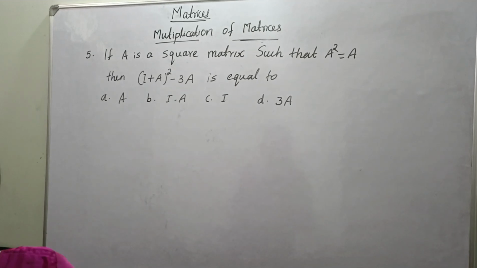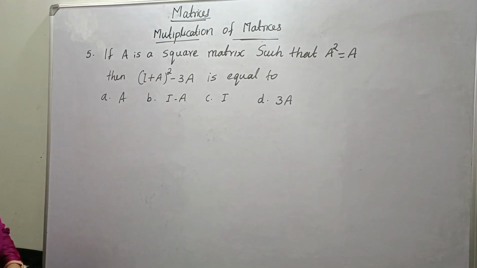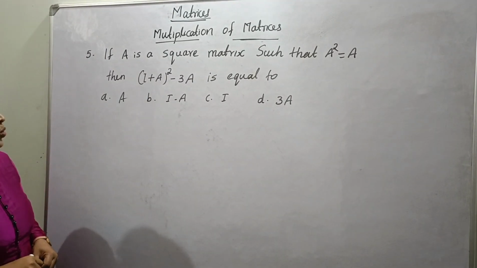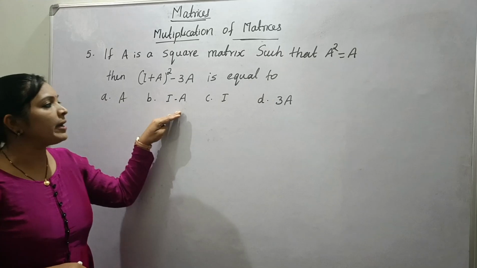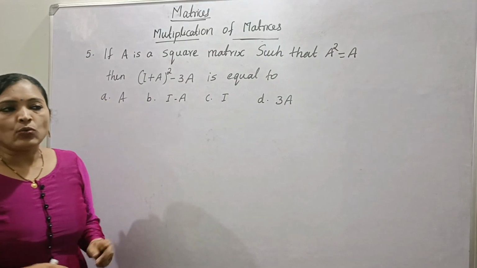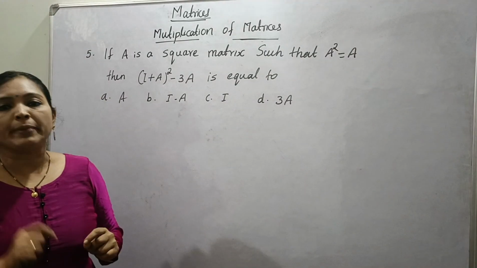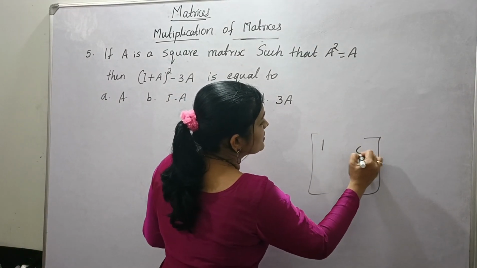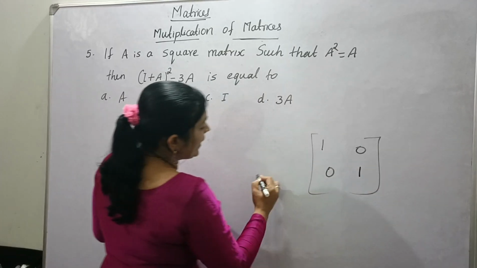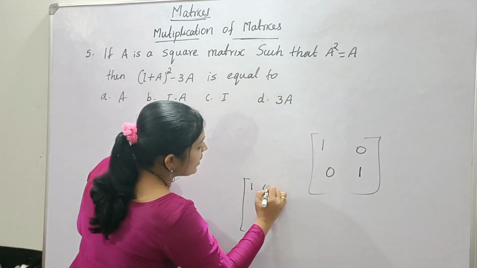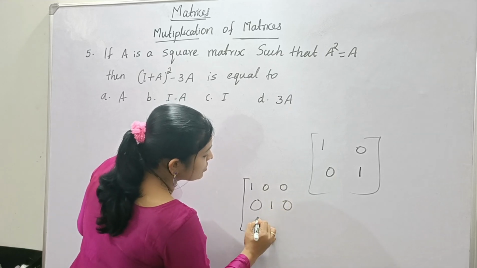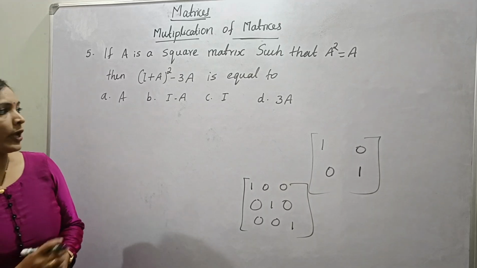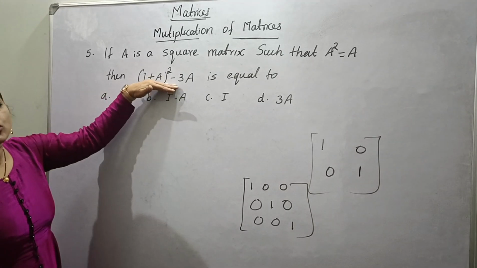Next example is, if A is a square matrix such that A square is equal to A, then I plus A whole square minus 3A is equal to, options: A, I minus A, I, 3. See, what is I? I is an identity matrix. See, identity matrix of order 2 is 1, 0, 0, 1. And identity matrix of order 3 is 1, 0, 0, 0, 1, 0, 0, 0, 1. All the diagonal elements are 1. Okay. Now let us simplify this one to get the answer.